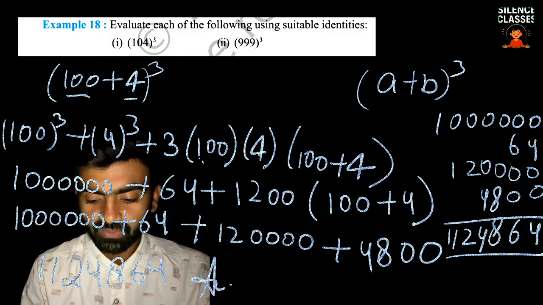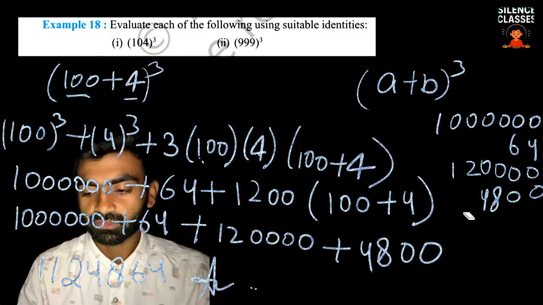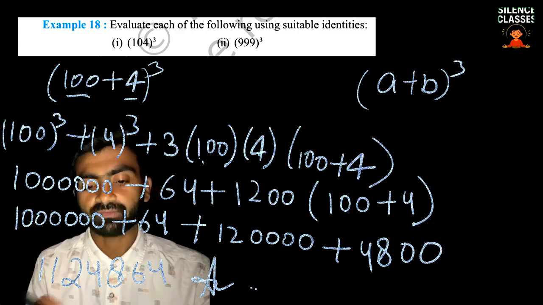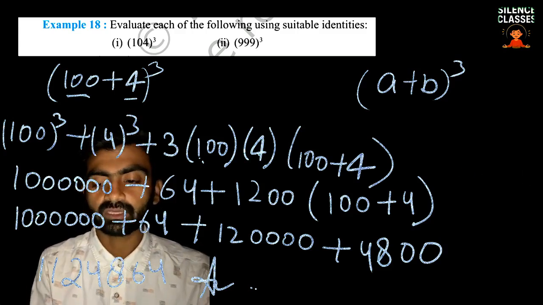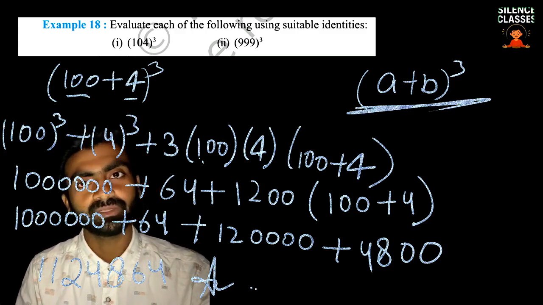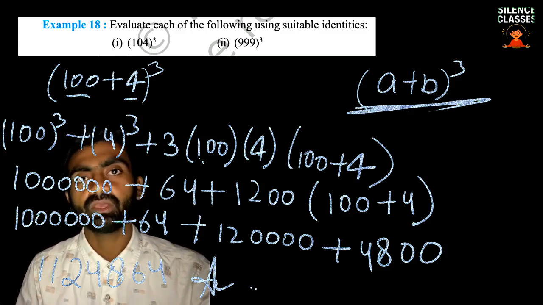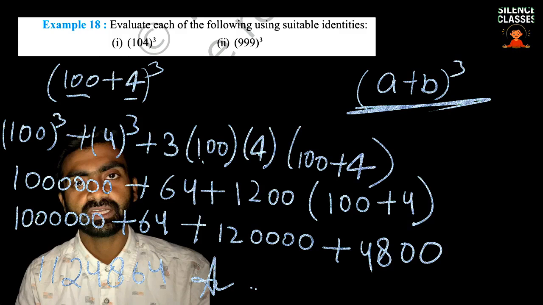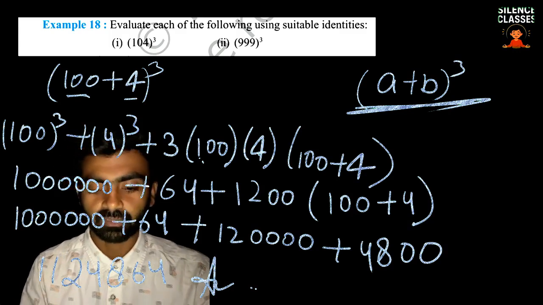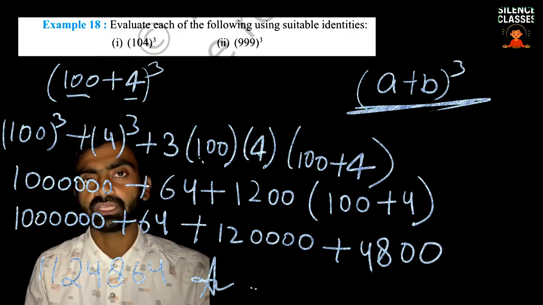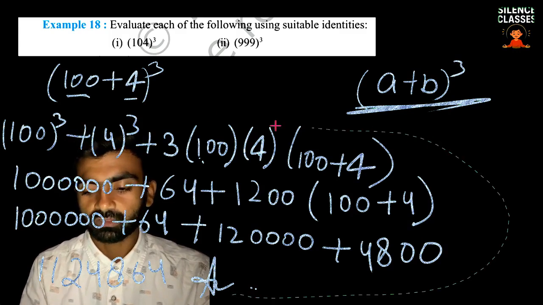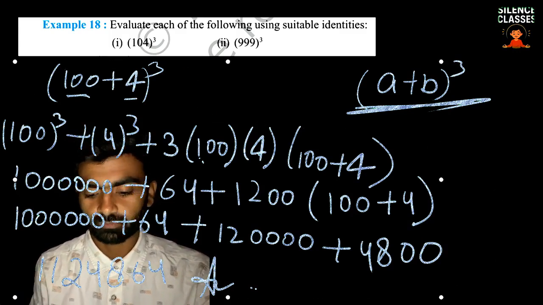I hope you guys understood how we have done it. What we have to do is split it, to make it in the form of a plus b whole cube. Once we make it in the form of a plus b whole cube, we can put the algebraic identities which I've already explained. Without doing the multiplication, we will solve the answer. Now let's move to the next part.